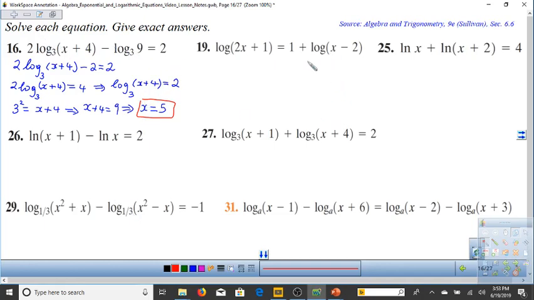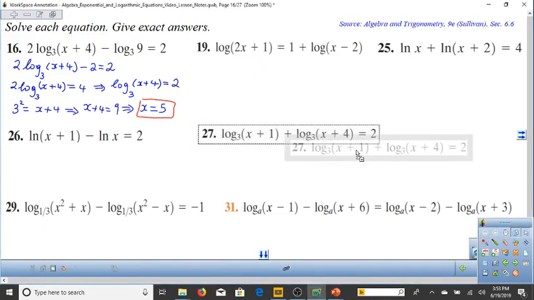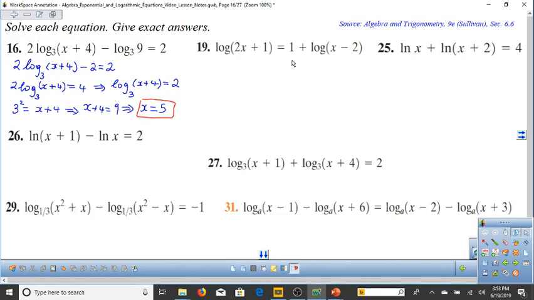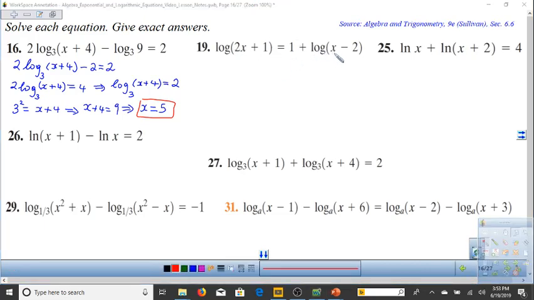In this case, and I don't know if I'll have the space to do all of this, so we just may have to create a new page for this afterwards. In this case, we want to combine these two logarithms. So what I'm going to do is subtract this logarithm from both sides.